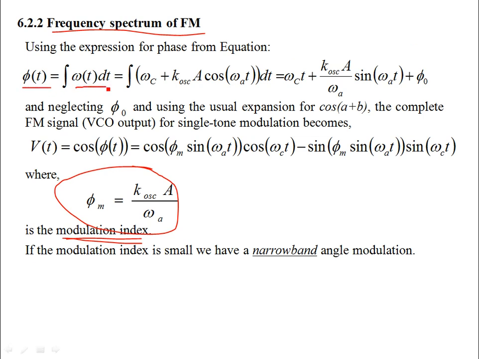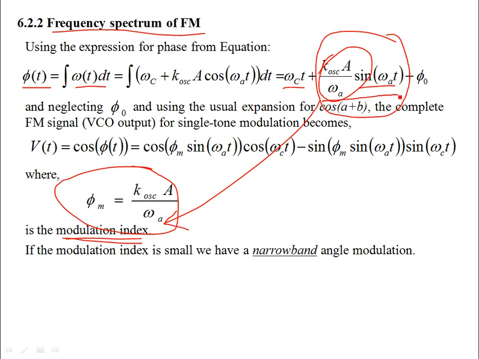Now, analytically, how you look at this is that you have the phase expression, which is the integral of the frequency. Since omega is d phi by dt, you can write the phase as the integral of omega dt. If you expand the integral, this is omega c t, a linearly increasing phase term at the rate of omega c. Then you have another sinusoidally varying phase term, whose amplitude is k over omega a. It's a constant, and this term is what constitutes the modulation index. So it's a sinusoidal phase term being added to omega c t, and phi naught is a constant.